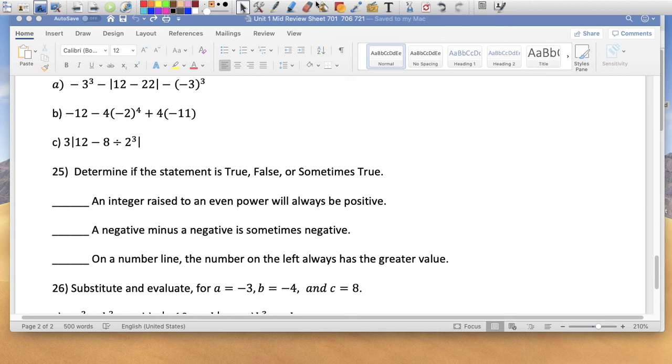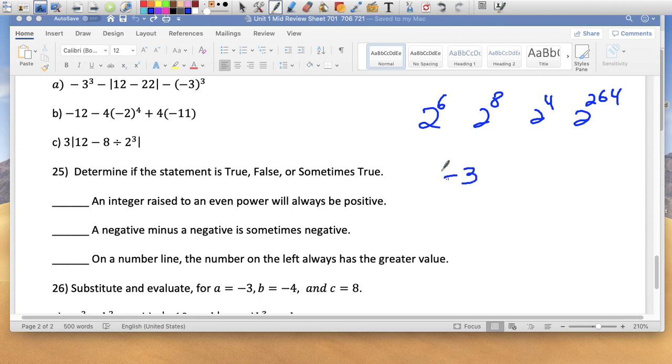An integer raised to an even power will always be positive. Well, here's a positive integer. If I raise that to 6, or to 8, or to 4, or to 264, which is an even power, would that be positive? Yes, it will always be positive.